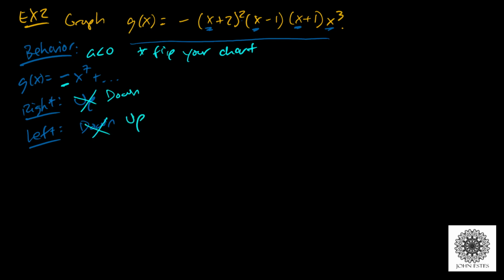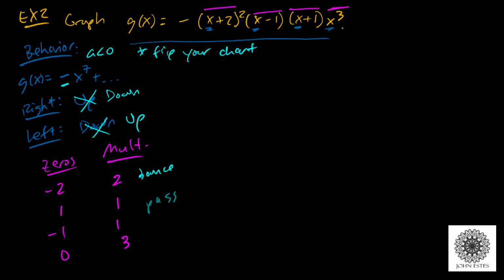All right, now let's look at the multiplicities. I have a 0 at negative 2 with a multiplicity of 2 from this first term. I have a 0 at 1 with multiplicity 1 from the second term. Another one at negative 1 with multiplicity 1. And then I have a 0 at 0 with multiplicity 3. Okay, so that tells me something. I already know then I'm going to bounce at negative 2 and pass through in the other places. Okay, so I think we're ready to graph this thing.